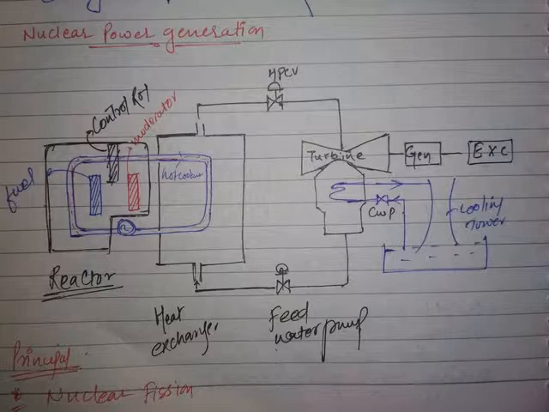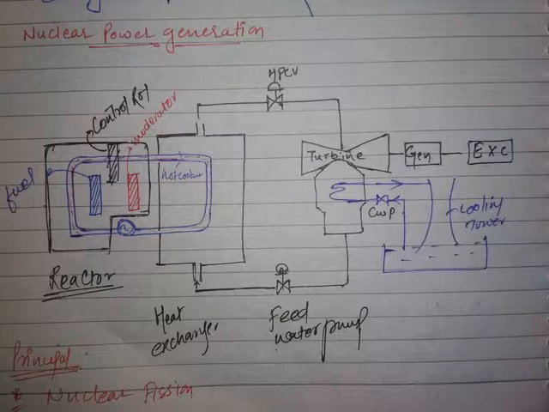The water is directly sent to the reactor, then the water takes the heat directly from the nuclear chain reaction, boils and converts to steam. The steam is directly sent to the turbine. There is no intermediate stage, no heat exchanger. It is directly boiling the water to absorb the heat from the nuclear chain reaction.